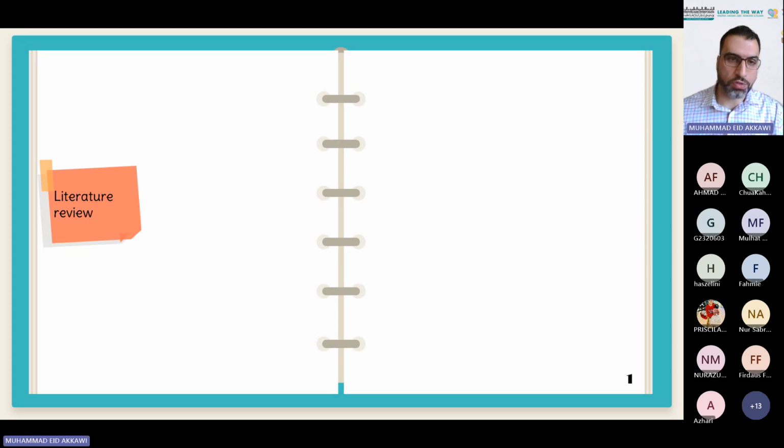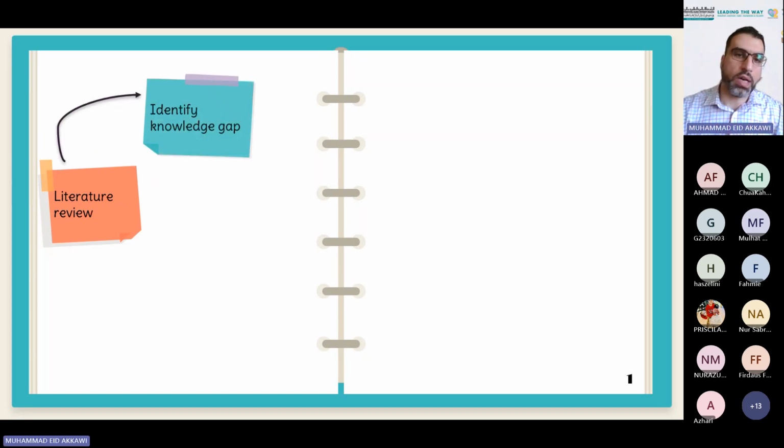Based on this literature review, you will identify the knowledge gap. So if you find in the literature, for example, the mean waiting time for patients to see the doctor around the globe, now you have the knowledge about that. If you find the factors that contribute to this waiting time, also you have the knowledge.